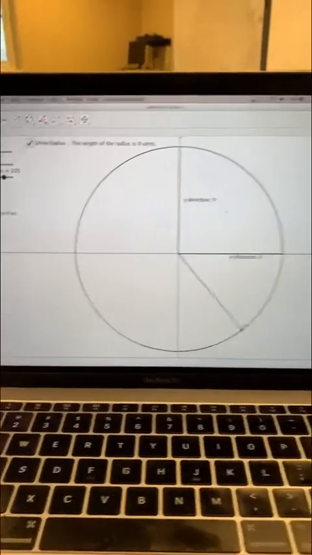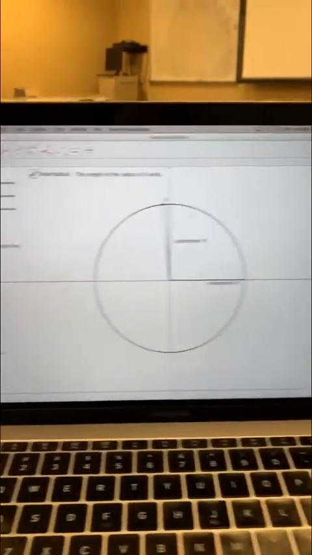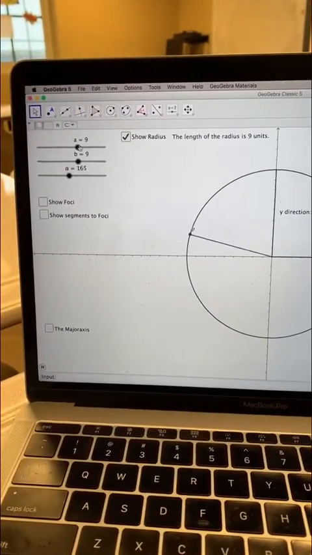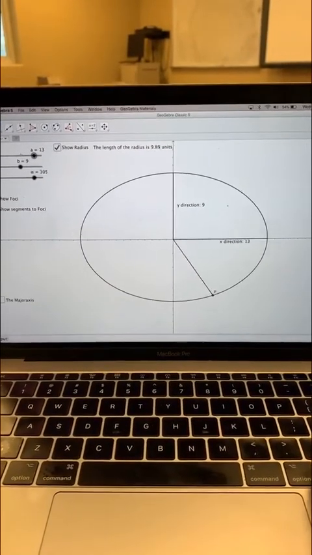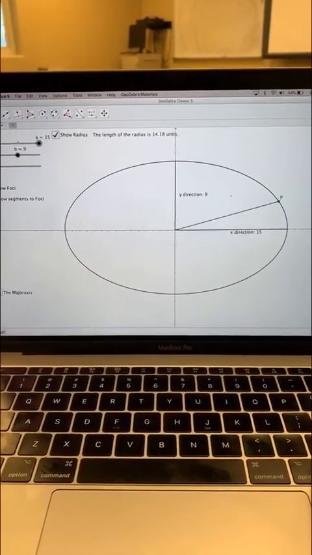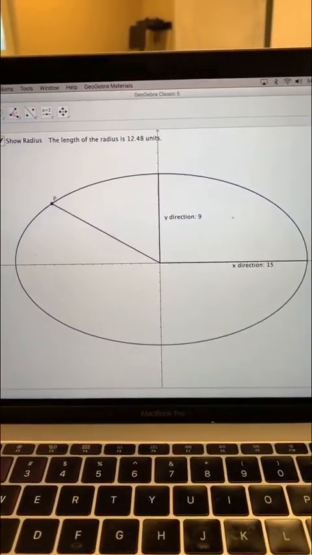All right, here's where it gets a little bit more interesting. Let me shrink that just a little bit, and I'm going to change this. Watch what happens. Okay, now I have an ellipse. You see that? Now we're talking about something that's more of an oval shape. Now look what happened here.